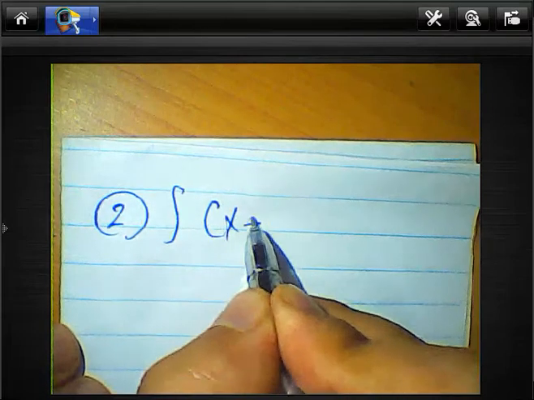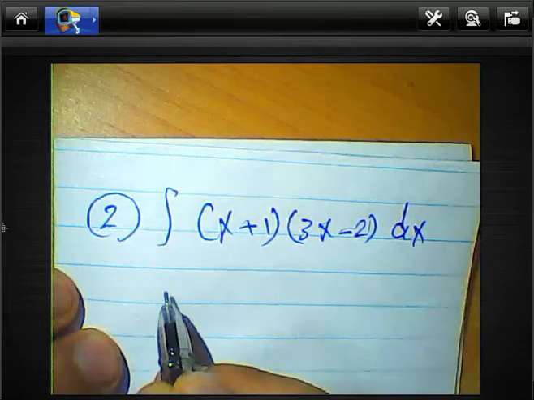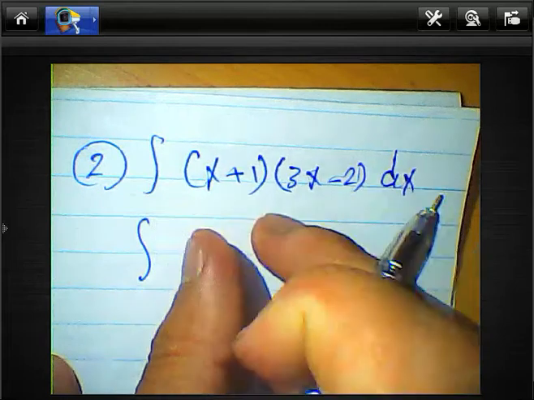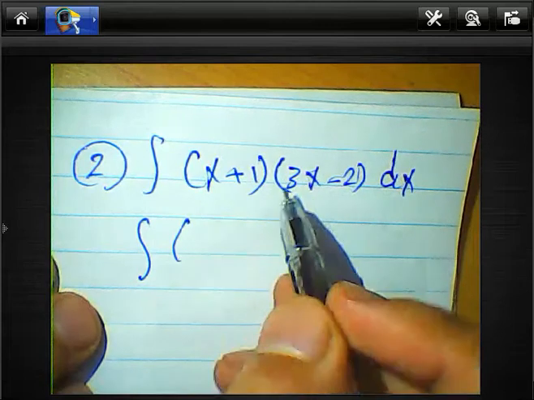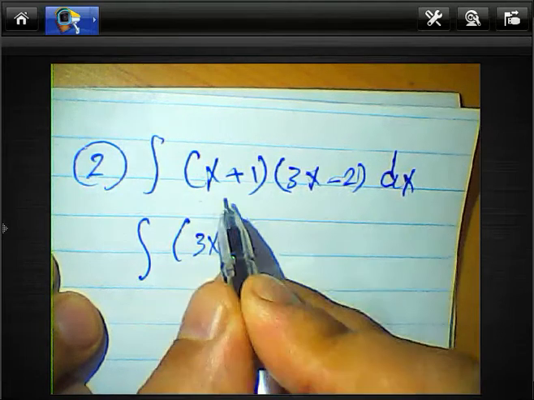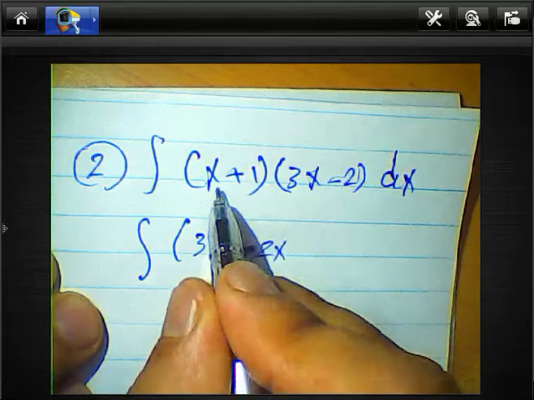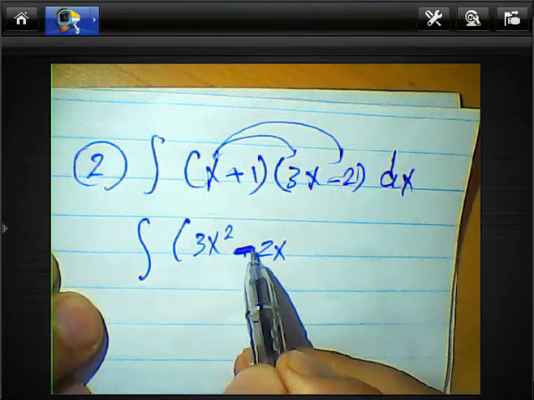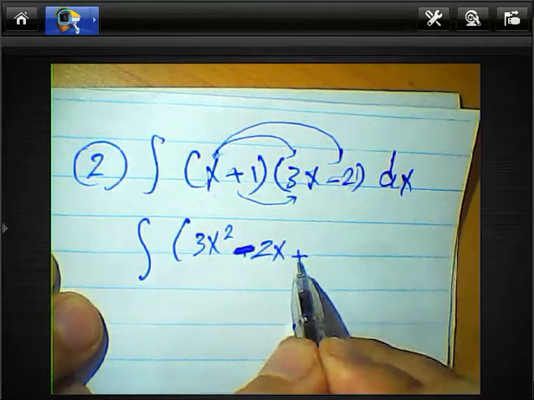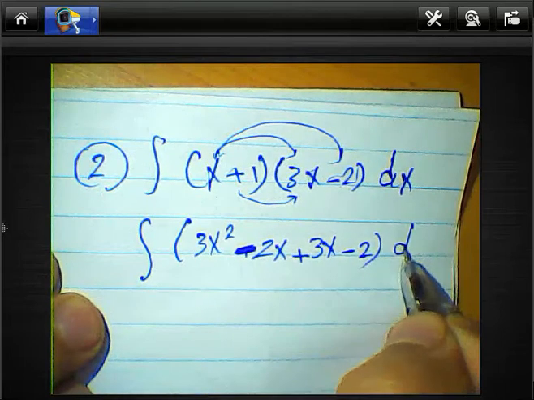Question number 2, we want to find the integral of (x + 1) multiplied by (3x − 2) dx. First we must simplify this expression by multiplying one expression by the other. x multiplied by 3x equals 3x power 2, x multiplied by negative 2 equals negative 2x, and 1 multiplied by 3x equals 3x, 1 multiplied by negative 2 equals negative 2, dx.